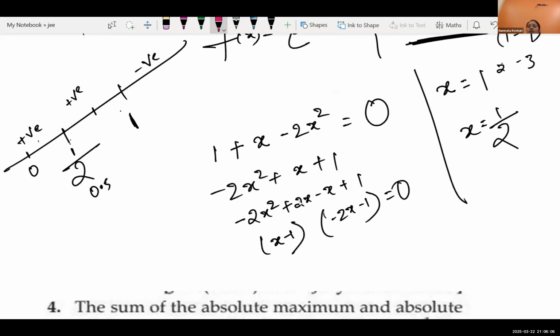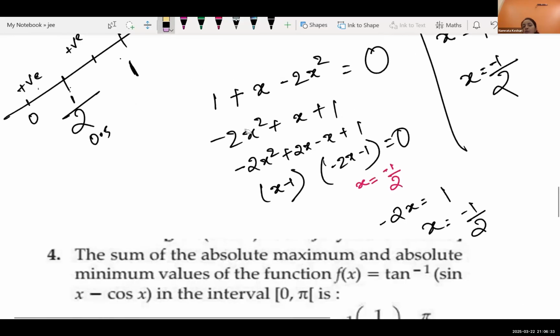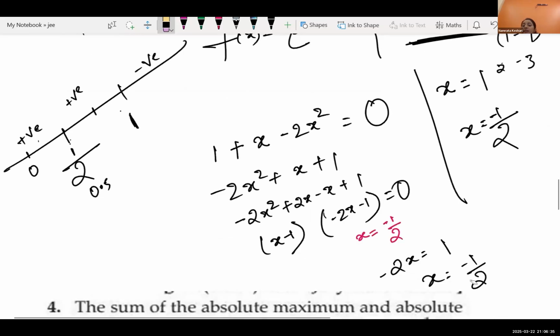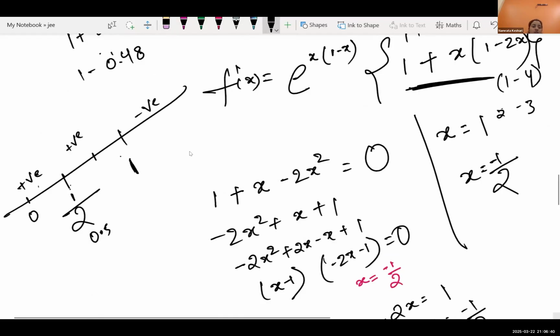Yeah, here we will be getting x as -1/2, right? Minus 2x equals just 1, and x equals -1/2. It will not be 1/2, it will be -1/2. Be careful while doing this minute simplification. Okay, we are getting x equals -1/2, and we have to take -1/2 over here.